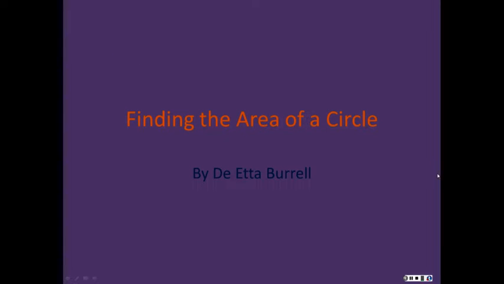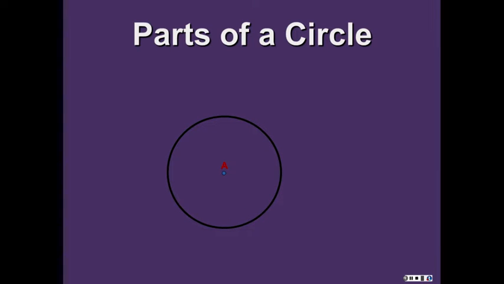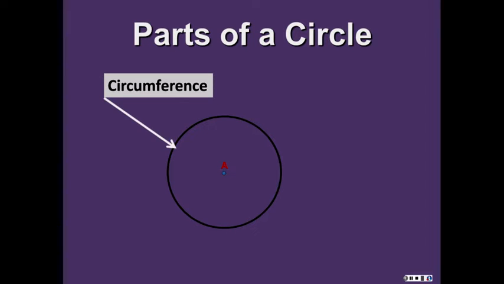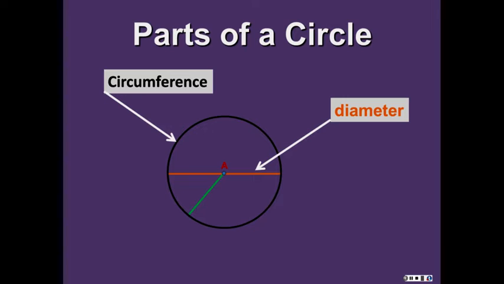Okay, so today we're going to work on finding the area of a circle. Let's recall the parts of a circle. It is denoted by its center. We know that the circumference is the outside measure. The diameter goes from one side of the circle through the center and out the other side. That's called a diameter. We have several of them inside of a circle. And anytime you go from the outer edge to the center of the circle, that's called the radius.